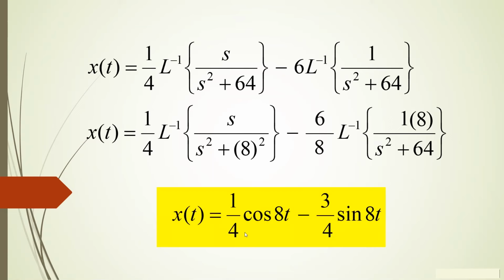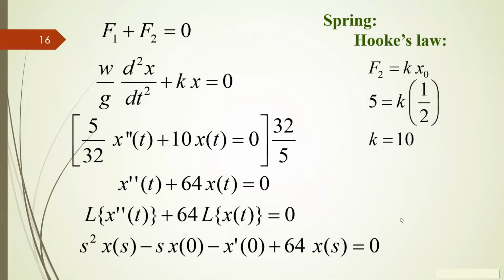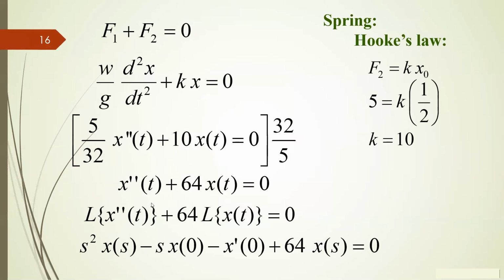So we have 1/4 cosine 8t, and 6/8 becomes 3/4 sine of 8t. So ito na yun. Ang tanong, bakit kanina? Parang meron na naman tayong equation, but kailangan pa natin isolve yan. Take note, the equation that we have was a double prime.